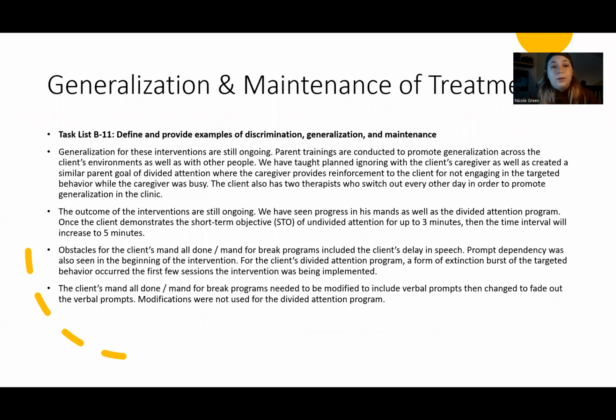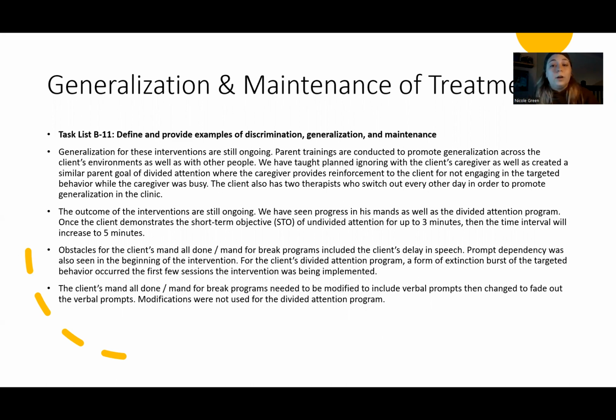Generalization and maintenance of treatment. We're going to be going over task list B11, define and provide examples of discrimination, generalization, and maintenance. Generalization for these interventions is still ongoing. Parent trainings are conducted to promote generalization across the client's environment as well as with other people.